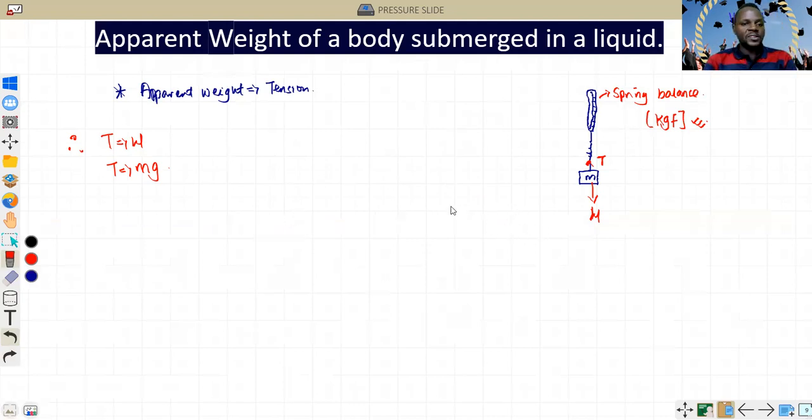Now, this is the first case. Now, in case 2, let me connect it. Let me bring a bucket here. Diagram not drawn to scale. So let's bring in a bucket, and let's fill the bucket with water, black water. So we fill the bucket here with water, as you can see.